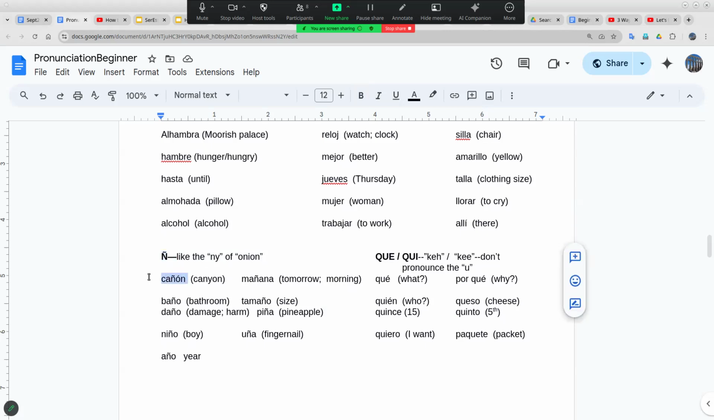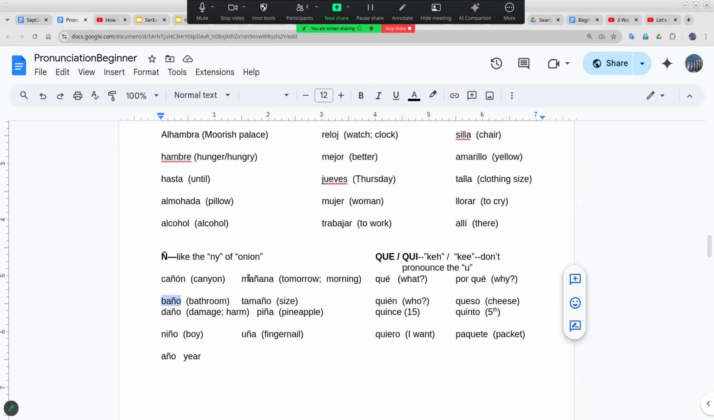Cañón. El Gran Cañón. Grand Canyon. Okay. We get words like mañana. Mañana, sí, the word for tomorrow. Oh, here's a survival word when you have to ask for a bathroom. It can be a survival word.